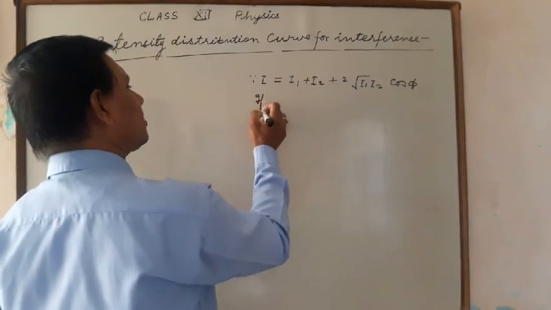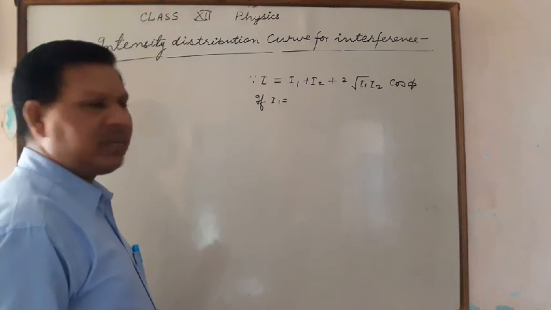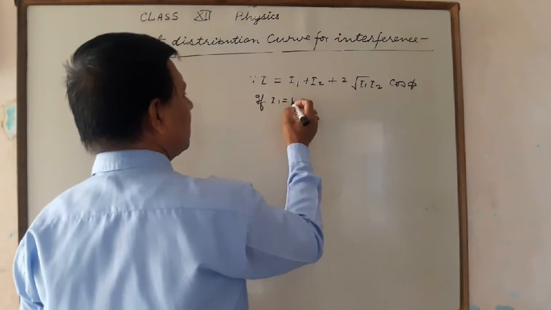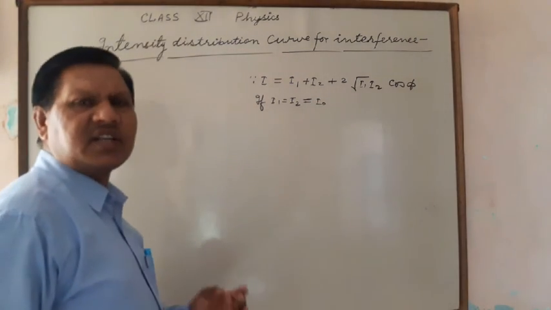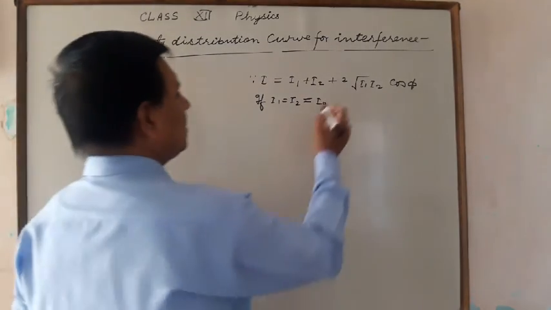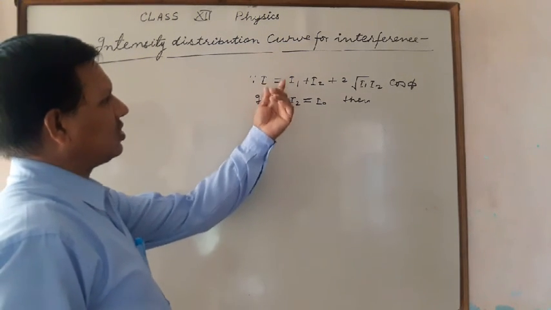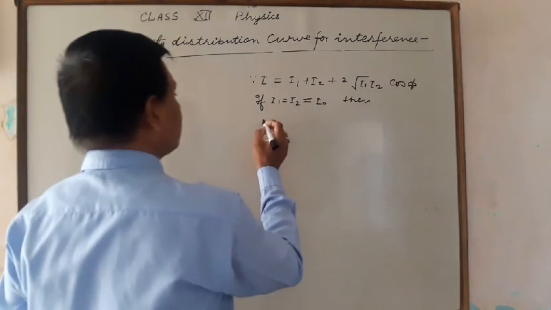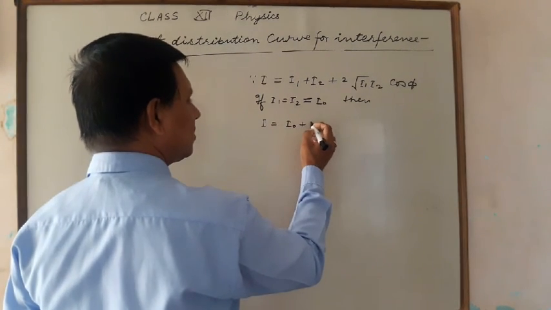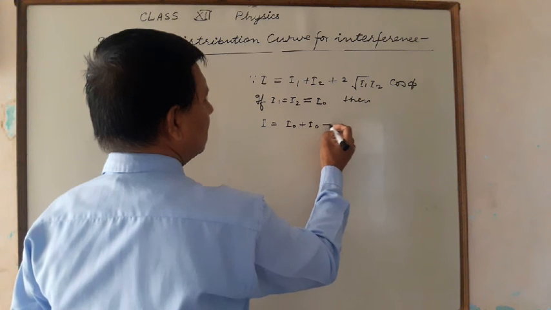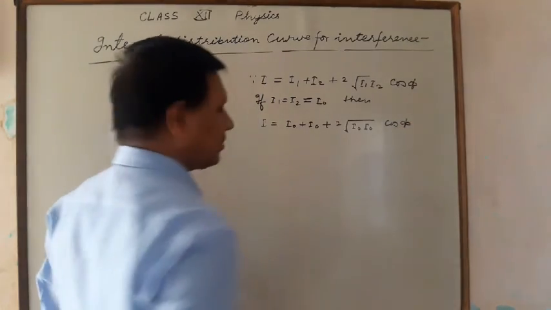If we consider that the intensity of both waves become equal, that is, I1 is equal to I2 is equal to I naught, then putting I1 and I2 equal to I naught in this equation, we find intensity of resultant wave I is equal to I naught plus I naught plus 2 under root I naught into I naught cos phi.